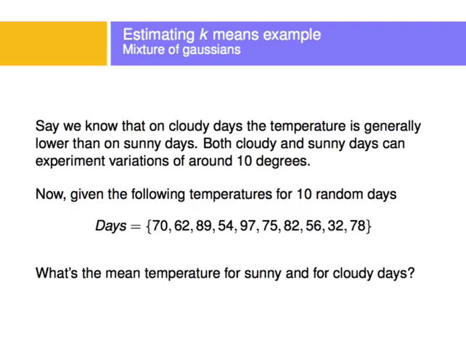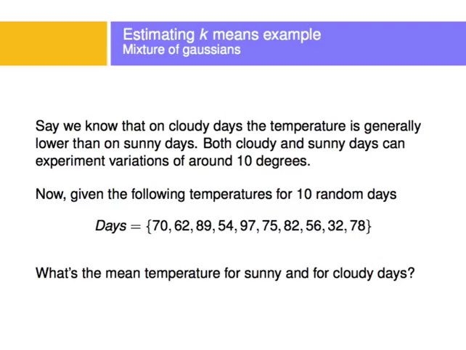Say we know that on cloudy days the temperature is generally lower than on sunny days. We know that. Both cloudy and sunny days can experience variations of about 10 degrees. So for example, a cloudy day can be 50 degrees or 60 degrees or 40 degrees. That's kind of a cloudy day. Sunny days can be 90 degrees, 100 degrees, 80 degrees. Those are all temperatures of sunny days.